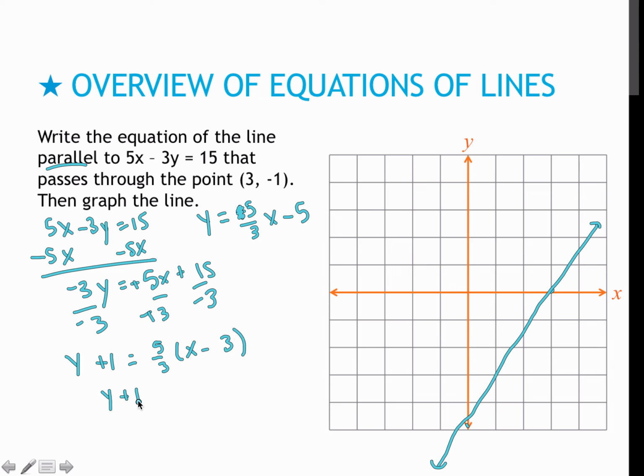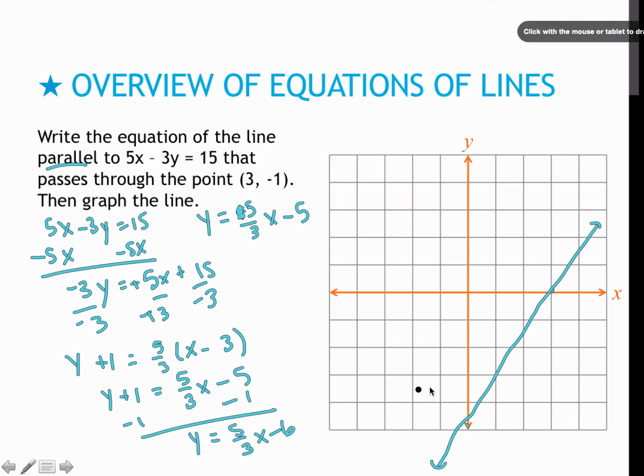I will distribute to get 5/3 x, and then minus 3 times 5 is negative 15, divided by 3 is negative 5. And then subtract 1 from each side to get y equals 5/3 x minus 6. If I had to graph that, it would be down here at negative 6, which unfortunately is off the graph. And then I would go up 5/3 and connect the dots. And again, I wanted it to go through the point 3, -1, and notice it did go through that point.